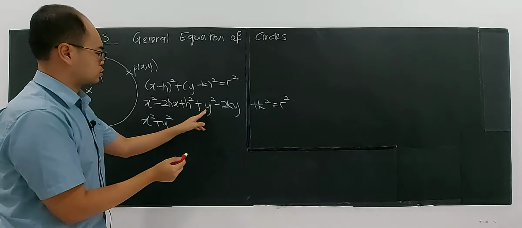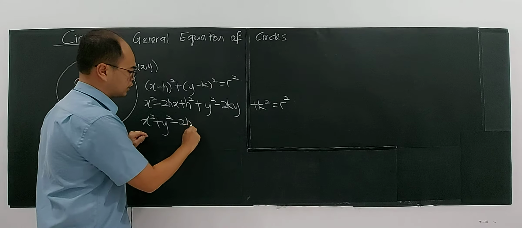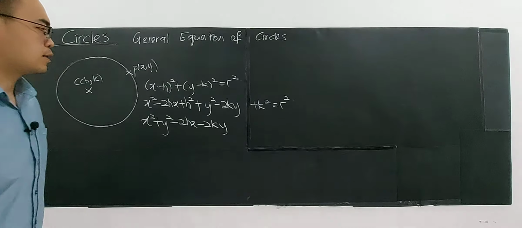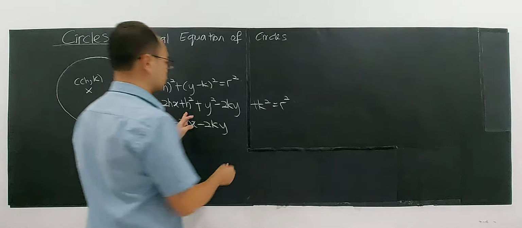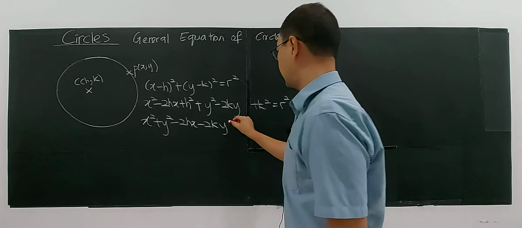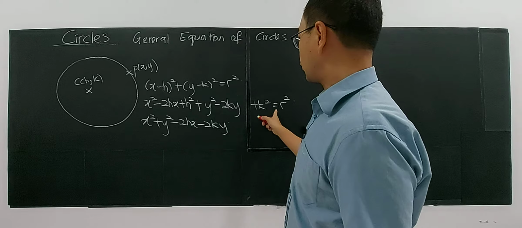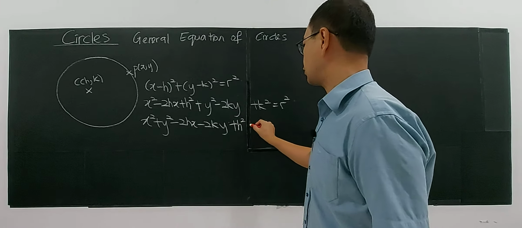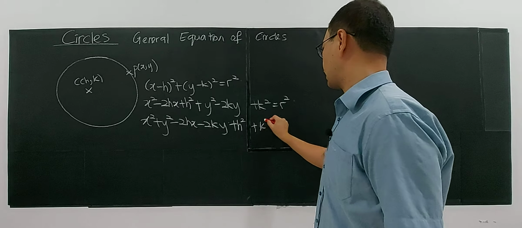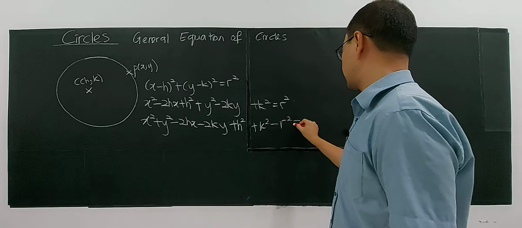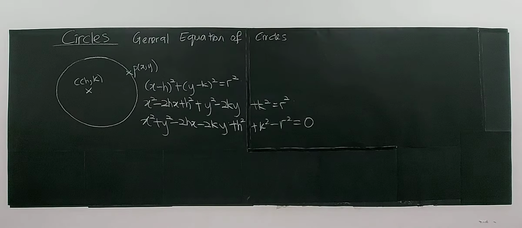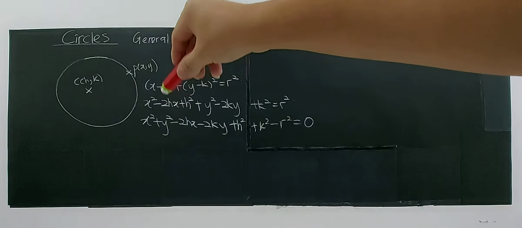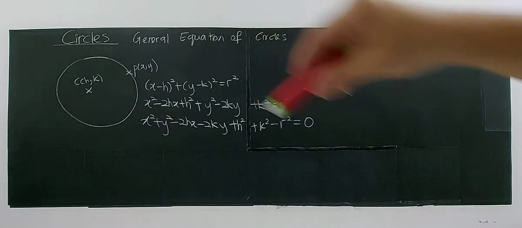x squared plus y squared minus 2hx minus 2ky, and with all the r squared, moving this over, plus h squared plus k squared minus r squared equals 0. Alright, so I want to modify the equation and write it in a general form.